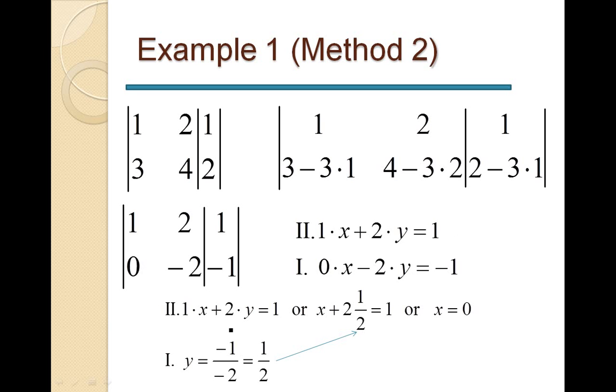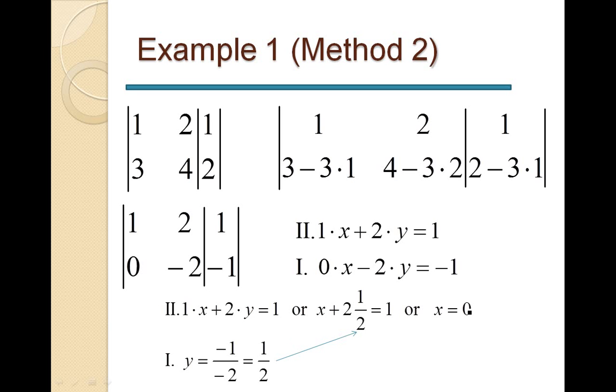And the above equation is 1 times x plus 2y equals 1, or x plus 2 times 1 over 2, because this is the y. I just plugged in the y value, equals 1. So what do we get? We get x equals 0. So we got the same result.